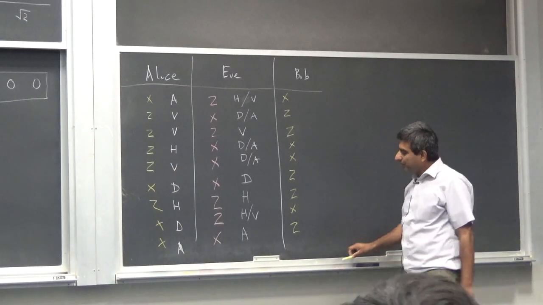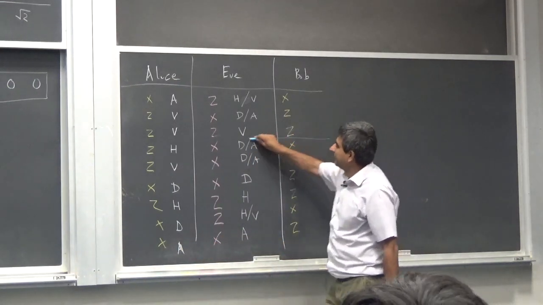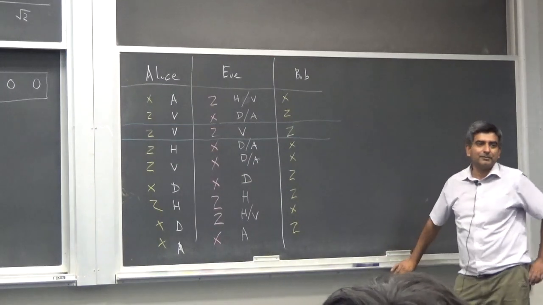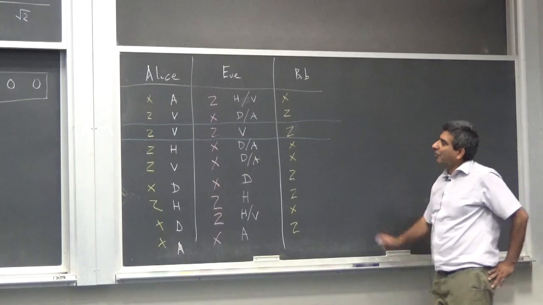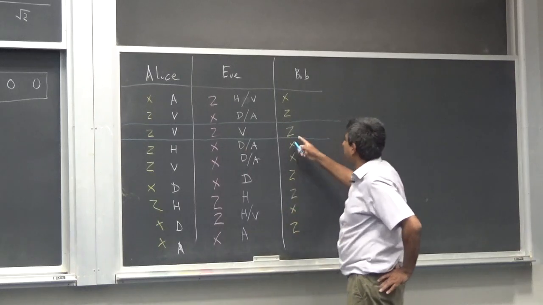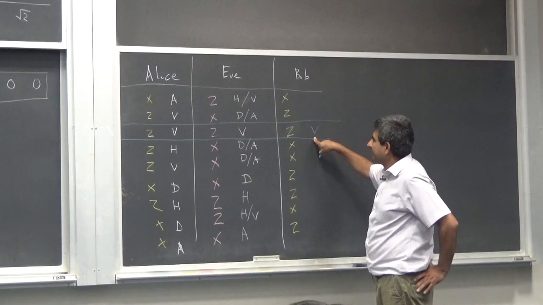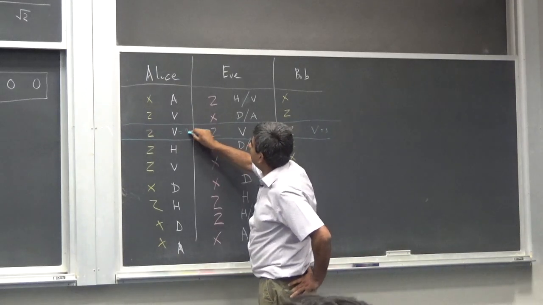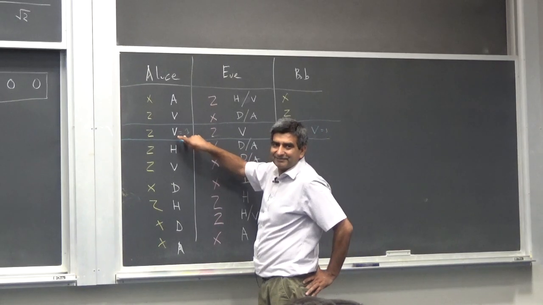Alright. So there could be a scenario when all three bases meet. In this case, when all three bases match, they coincide. And when this happens, Bob correctly measures the bit, say B equals 1. Bob correctly measures the bit that was sent by Alice.